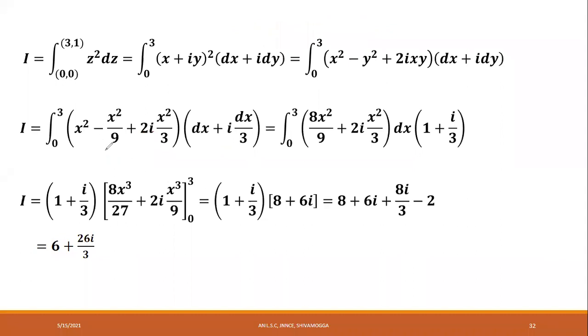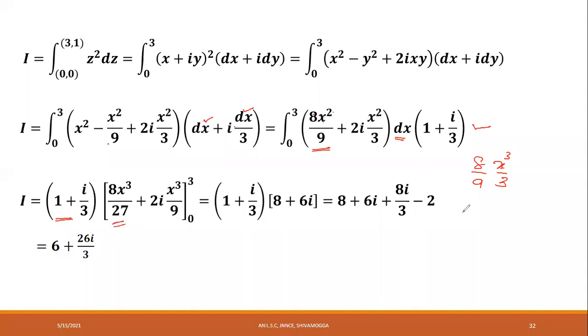X square minus x square by 9 is 8x square by 9, right? Plus 2i x square divided by 3. Here dx is common in both the terms. You take dx as common factor, then what you get within the brackets is 1 plus i by 3. This is a constant, keep it outside and integrate the rest. 8 by 9 into the integral of x square, which is x cube by 3, collectively is 8x cube divided by 27.